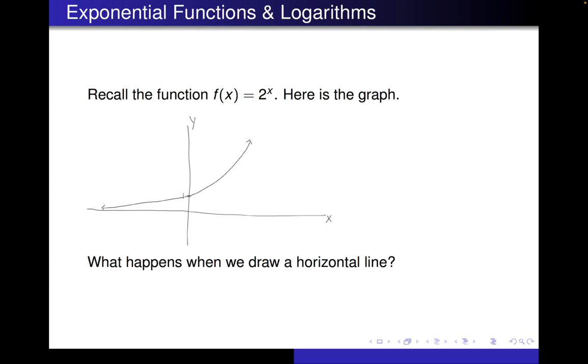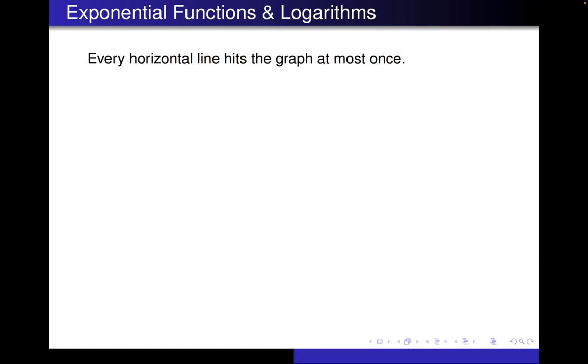I'm going to go ahead and draw a blue horizontal line there. And if you notice, that blue horizontal line hits the graph exactly once. It doesn't matter where we draw that blue horizontal line. We can draw it way up there or way down there. It's always going to hit the graph at most once. And since every horizontal line hits the graph at most once, that tells us that f of x equals 2 to the x has an inverse function by the horizontal line test.